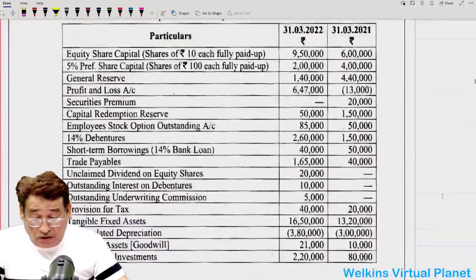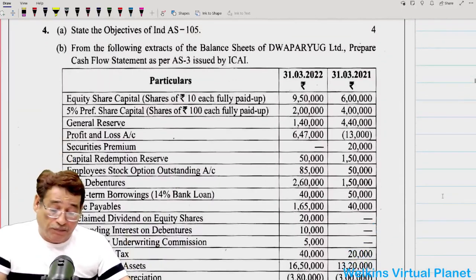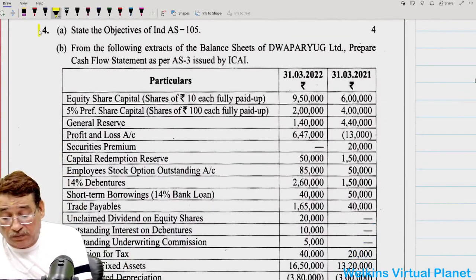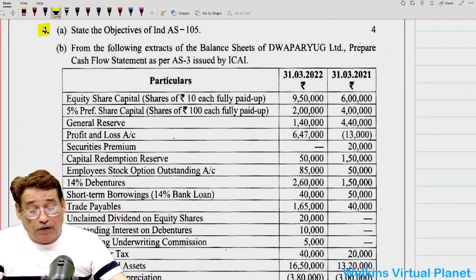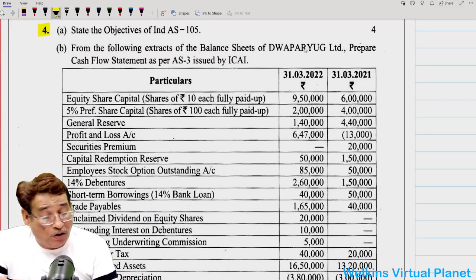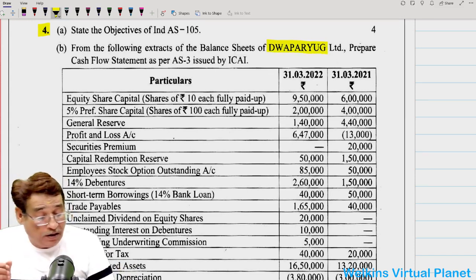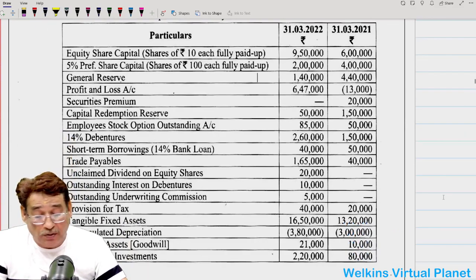And this is the question. Correct? Cash flow statement. From the following extract of the balance sheet of Dwapara Yug Limited. This is the balance sheet which is given to you.